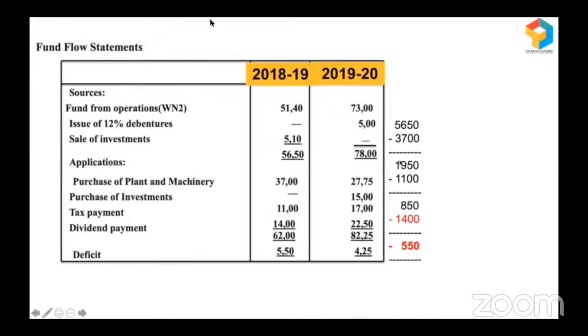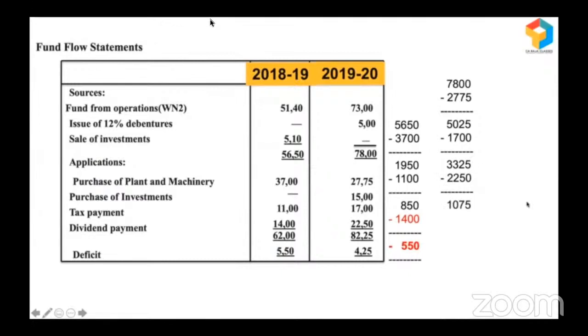In 2019-20, their funds from operations have improved significantly. They've also raised money by issuing debentures. So it is 7,800. And from that, they are purchasing plant and machinery. Okay, they have a lot of money, let them. It means after purchasing plant and machinery, they have a surplus of 5,025, and they want to pay taxes. Okay, good, let them pay. So from 5,025 taxes paid, what is left over now? 3,325. From that, they want to pay dividend. Okay, let them pay 2,250. It means the balance left over is 1,075.